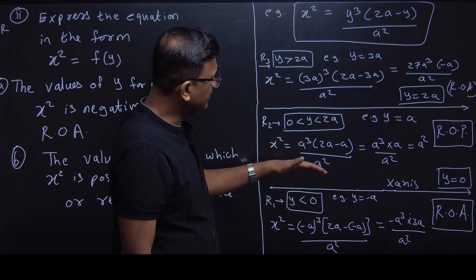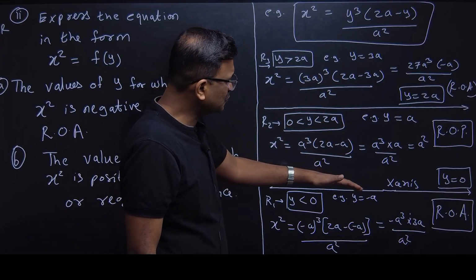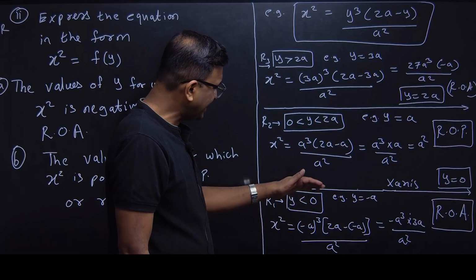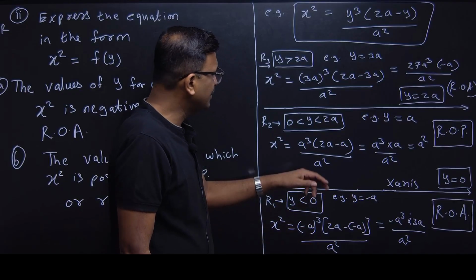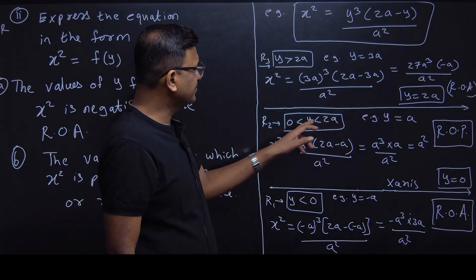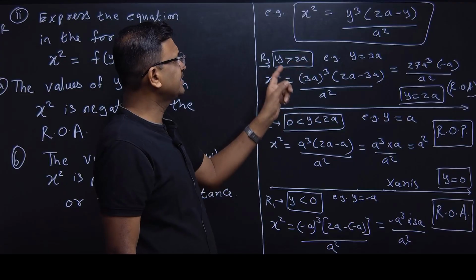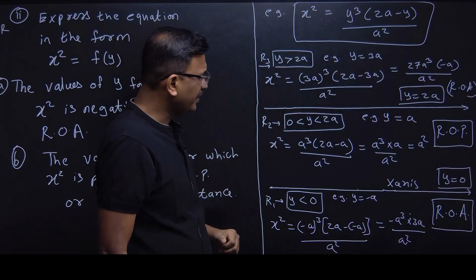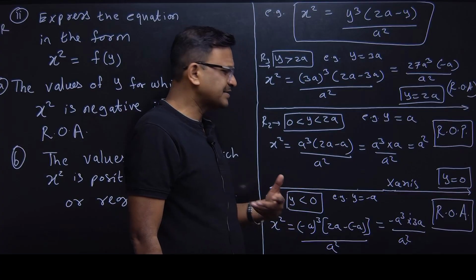Now, see, the three parts which are formed by these two lines are, first of all, y less than 0. Second is the region between 0 and 2a, and the third region is y more than 2a. Now, in each region, we consider some value of y.